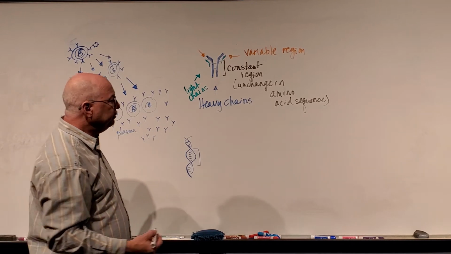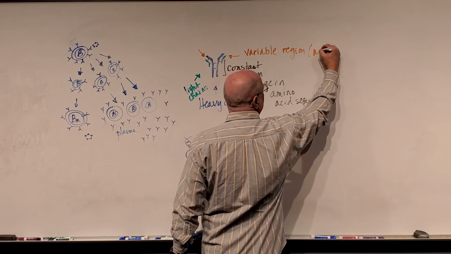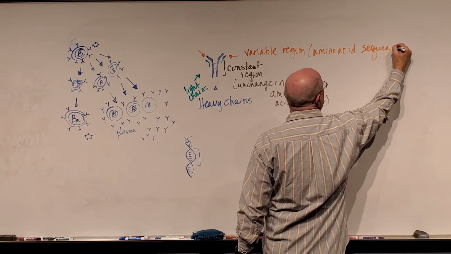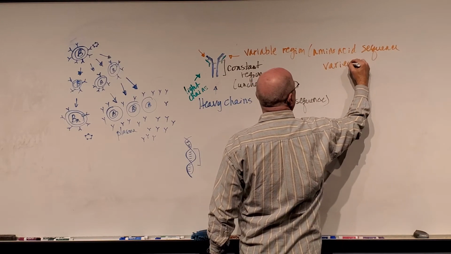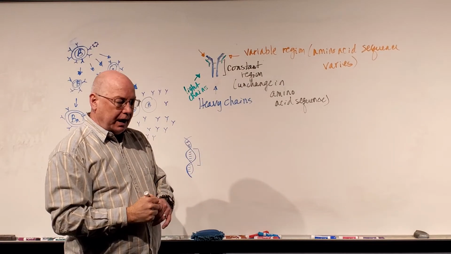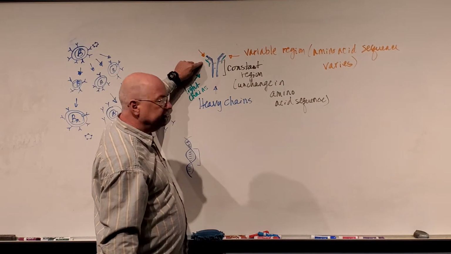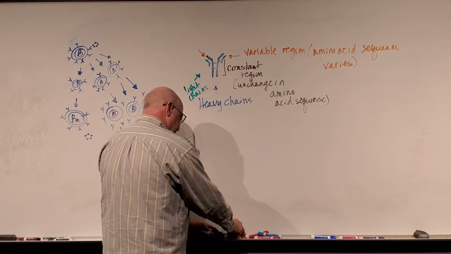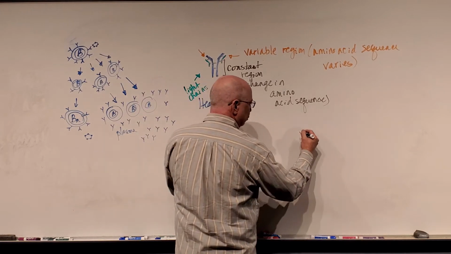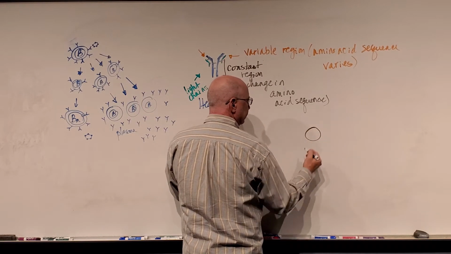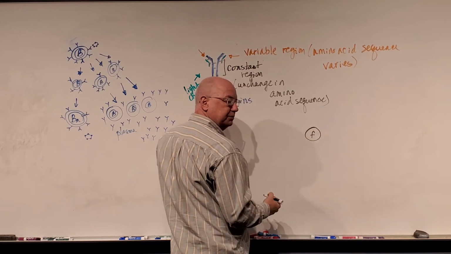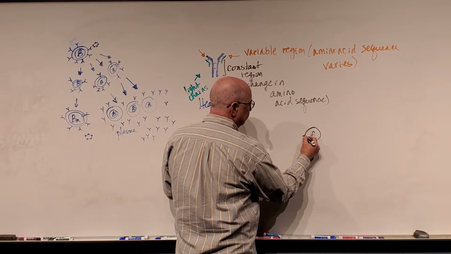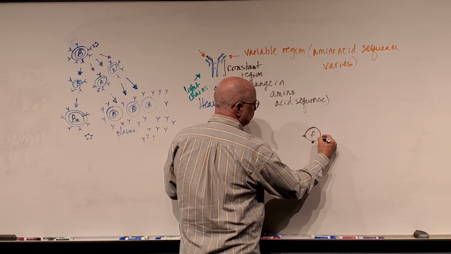Now, the variable region, the reason it's called that is because the amino acid sequence varies or is different. And the reason it's different is because it's that area that will bind to a specific antigen. So let's say, for example, I expose these white blood cells to a foreign protein on the surface of a cell. So I have a foreign cell that enters the body. Maybe it's a bacterium. And on the surface of that bacterium, I have all these different proteins that are different shapes.